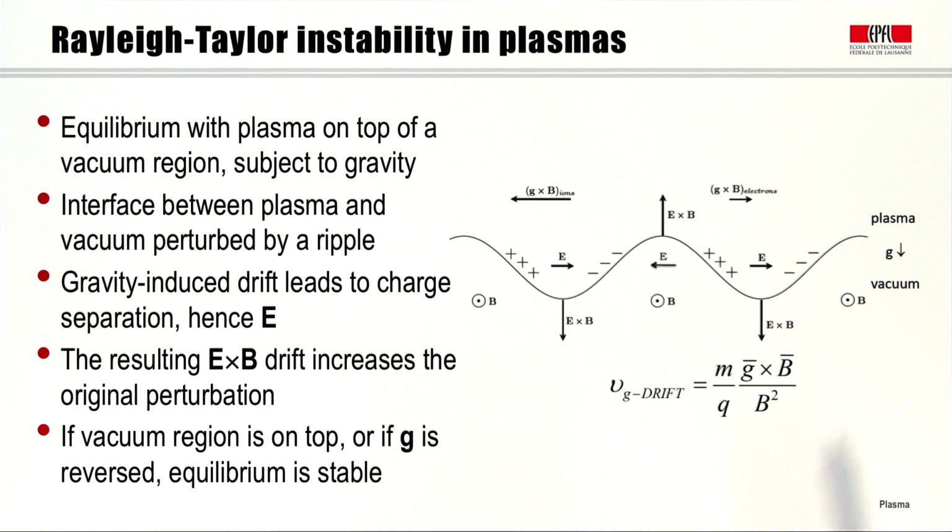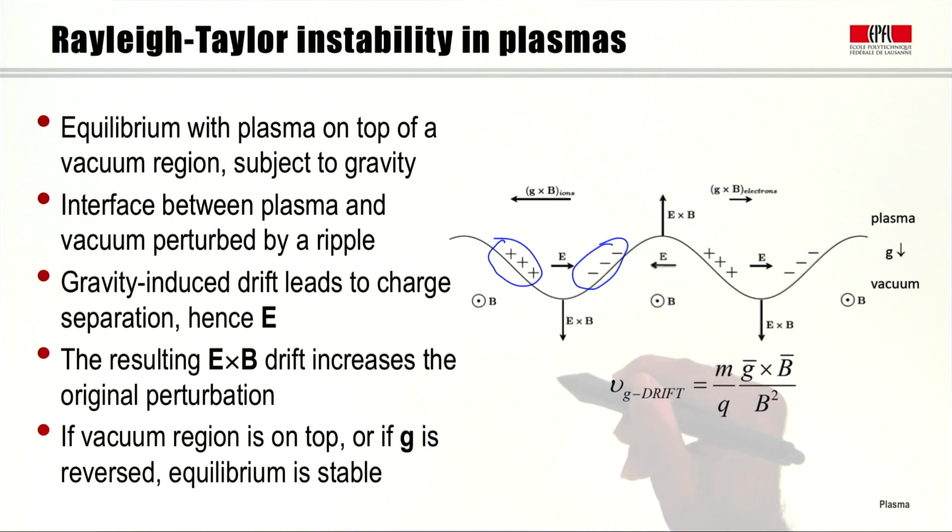We consider an equilibrium with the plasma on top of a vacuum region, subject to gravity. The interface between the plasma and the vacuum is perturbed by a ripple. There is a drift that is induced by the gravity, and this drift leads to charge separation. Ions on one side, electrons on the other side. Charge separation leads to an electric field E, and the resulting E cross B drift increases the original perturbation.